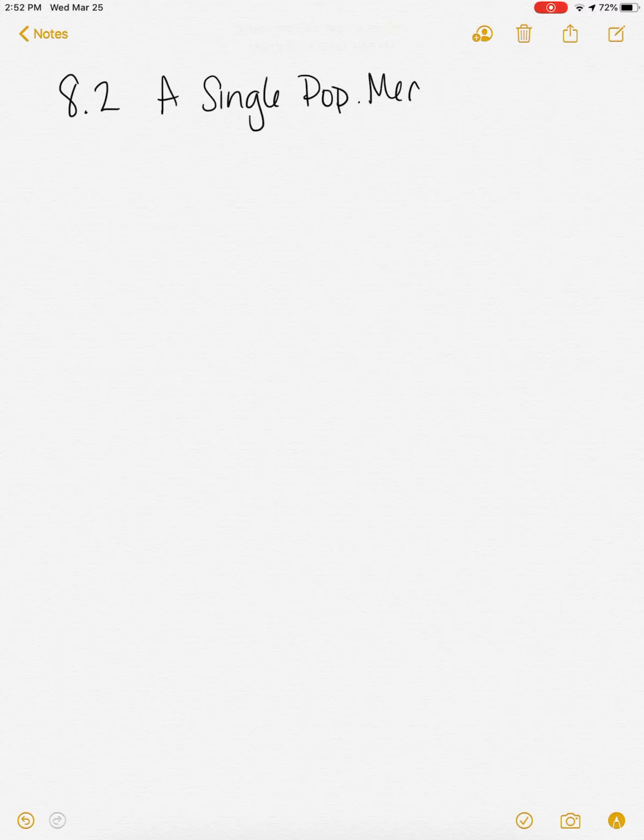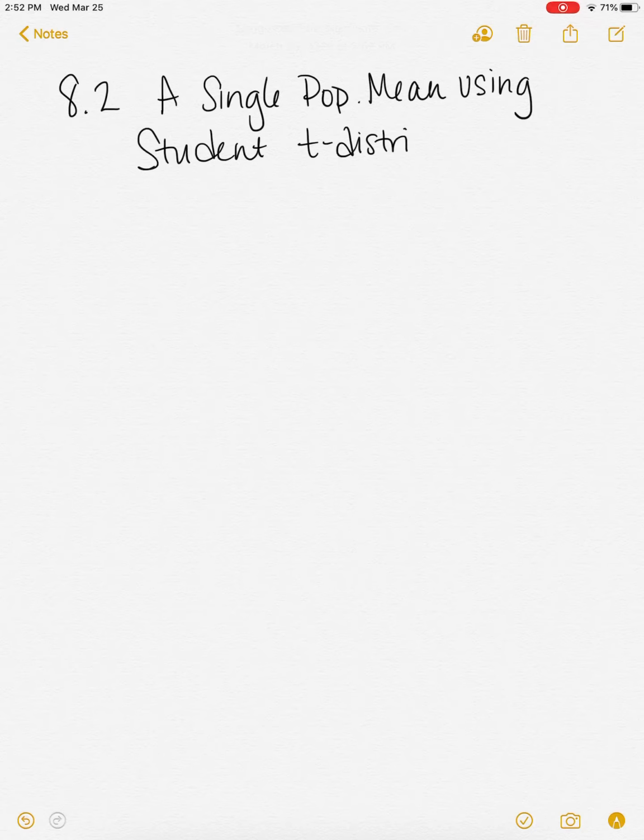Okay, so we're continuing on in chapter 8. This one is 8.2, a single population mean using the Student t distribution. So essentially, what's happening here is we are talking about when our sample size is small.